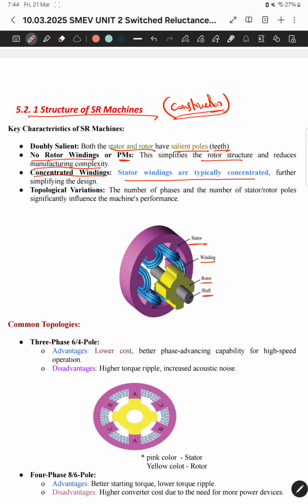And topological variations: here we can decide the number of phases, the number of stator poles and the number of rotor poles. It affects the machine performance here.